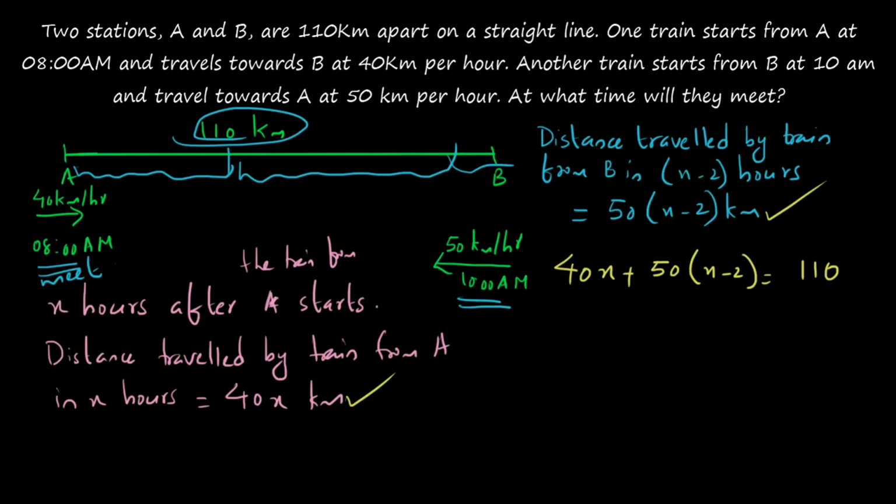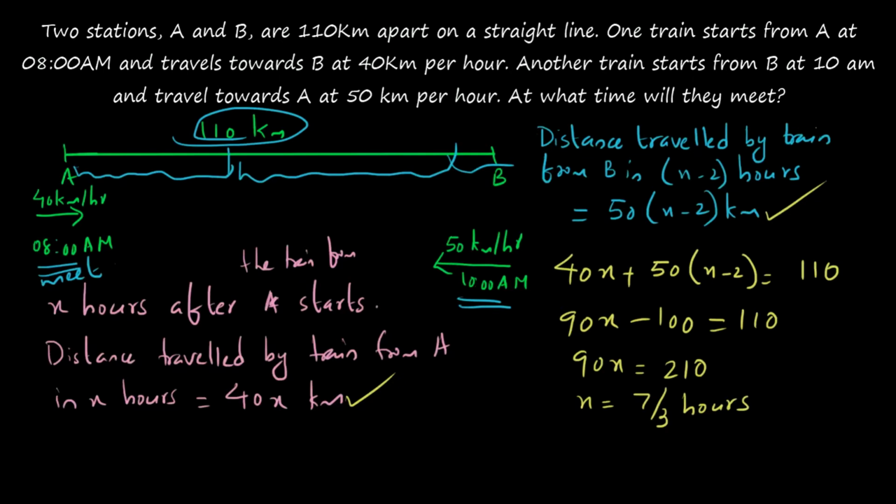So what you will be getting, 40x plus 50x is equal to 90x, 50 into 2 is equal to 100. So 90x minus 100 is equal to 110. So 90x is equal to 110 plus 100, which is 210. So what is x? X will be equal to 210 divided by 90, which is 21 by 9, equal to 7 by 3 hours.